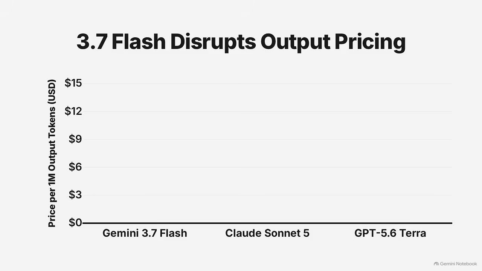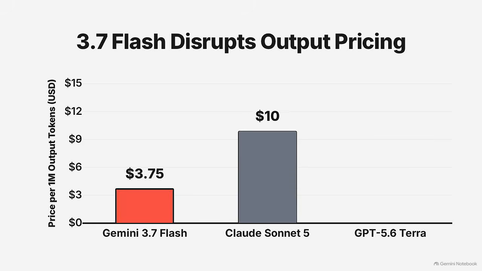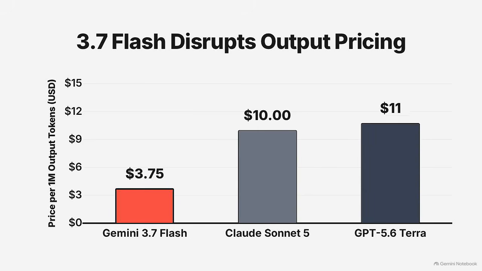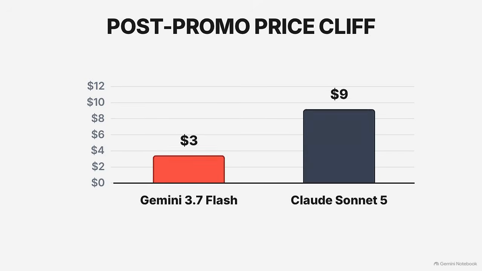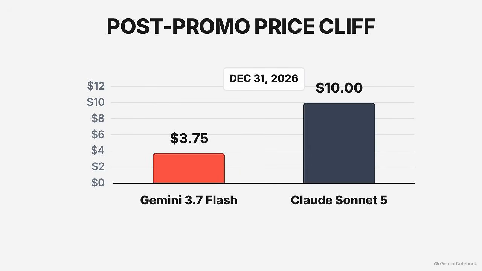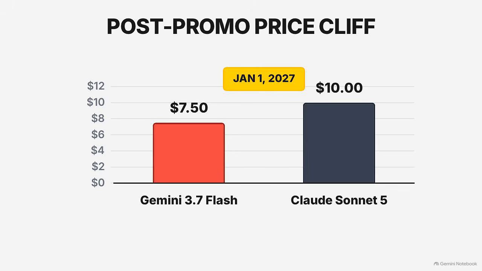This chart shows the initial output economics. 3.7 Flash enters the market at an introductory price of 75 cents per million input tokens and $3.75 per million output tokens. At launch, that pricing means you are paying roughly 1/3 of what the frontier competitors charge. But read the footnotes. The introductory promotion expires December 31st, 2026. On January 1st, 2027, the price doubles to $1.50 in, $7.50 out. You are then paying 75% of Sonnet 5's output price.